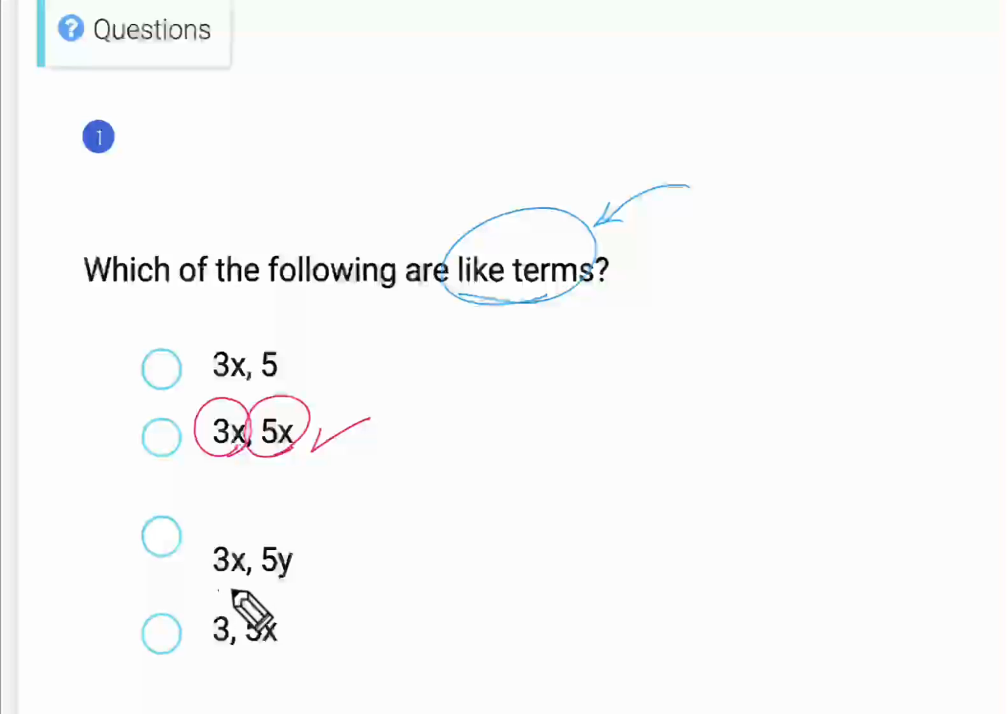And here in the third one, we have x and y. So these are not like terms. And for the last one, we have a constant, and in the second term, we have a variable, which is x. So the only correct one is the second one.